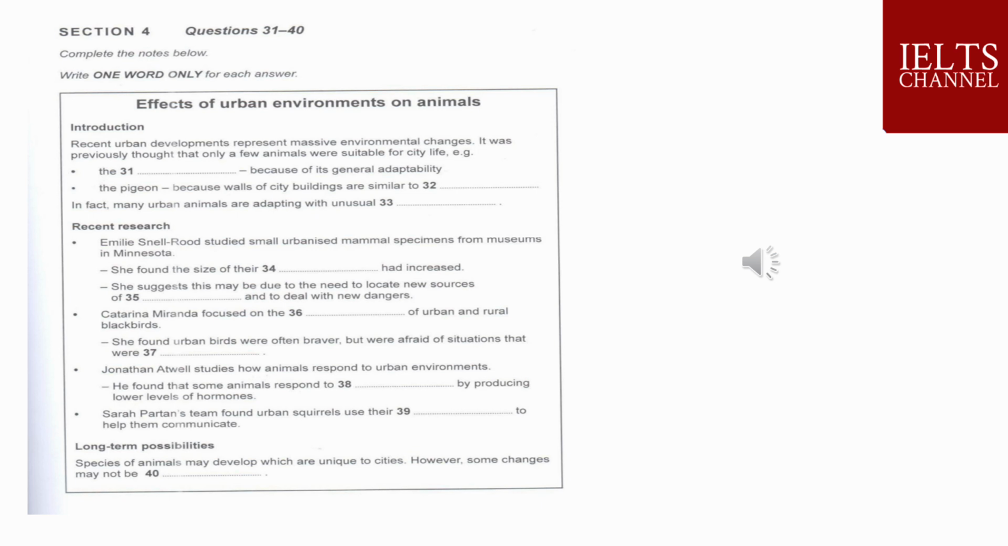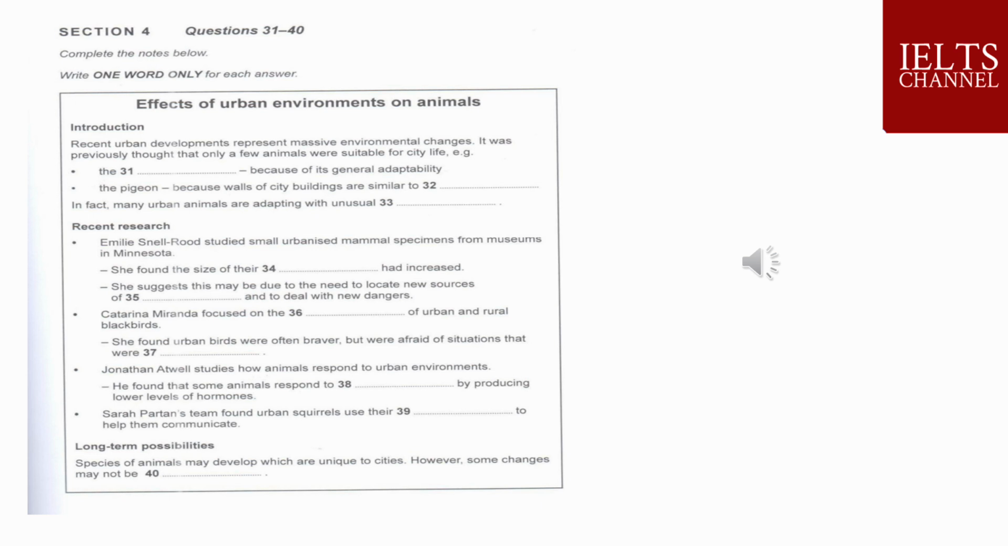One species which is well known as being highly adaptable is the crow, and there have been various studies about how they manage to learn new skills. Another successful species is the pigeon, because they're able to perch on ledges on the walls of city buildings, just like they once perched on cliffs by the sea.